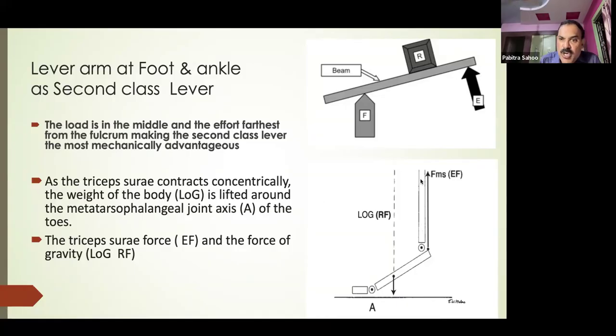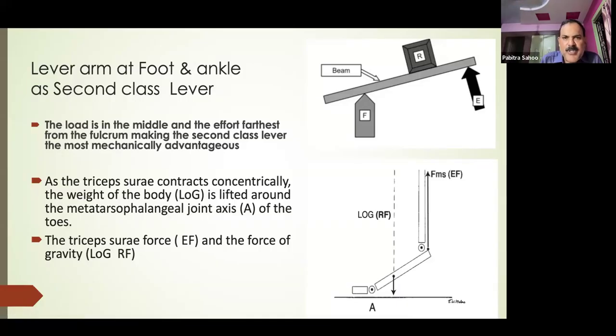The soleus draws the tibia back, and at the same time the gastrocnemius muscle has a synergistic effect with the soleus to propel the body weight on a rigid foot. So the triceps surae, or the gastrocnemius muscle, acts as the effort force, and the line of gravity, or the resistance force, falls on the midfoot. This is the effort arm, this is the resistance arm. If the effort arm is larger, then less force is required to propel the body weight.